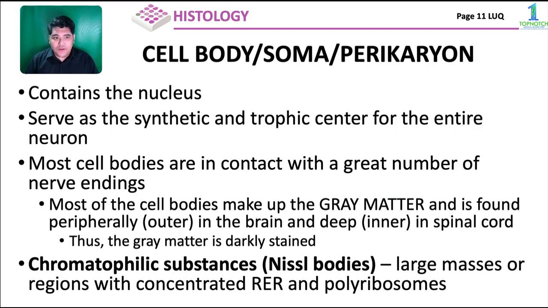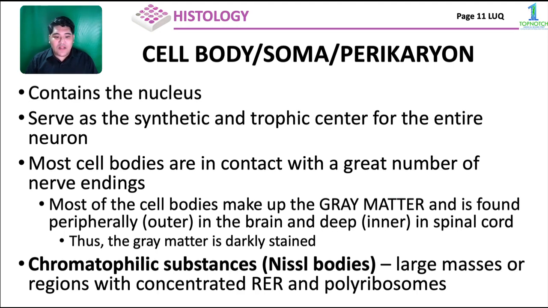So, different parts of the neurons, beginning with your cell body, soma, or your perikaryon. It contains the nucleus, serves as a synthetic and trophic center for the entire neuron, and most of the cell bodies are in contact with a great number of nerve endings. Most of the cell bodies make up the gray matter and are found peripherally, outer in the brain and deep inner in the spinal cord. That's why gray matter is called gray, because of the darkly stained part of the soma or the perikaryon. Now, an important note here is your Nissl bodies.